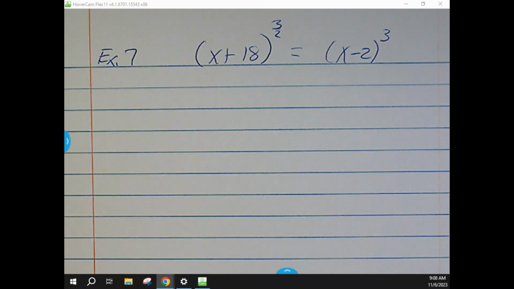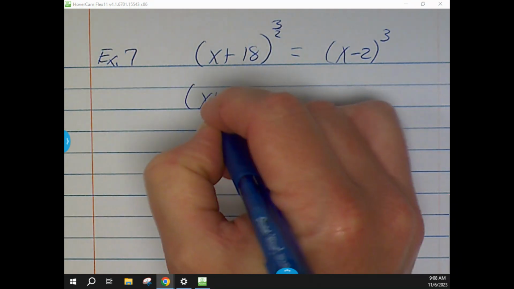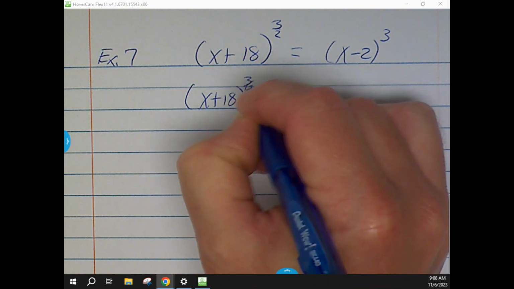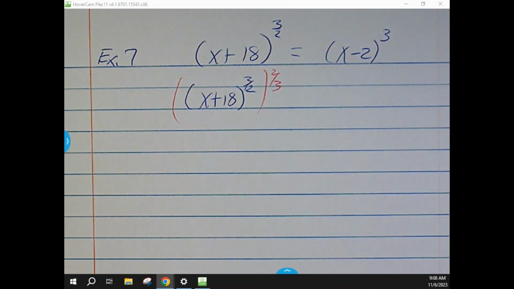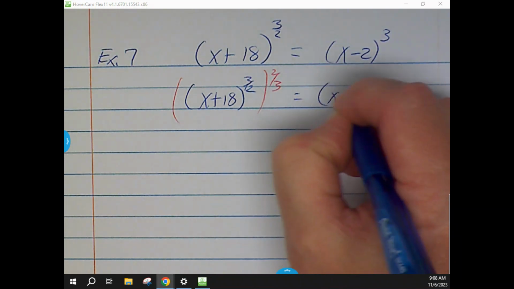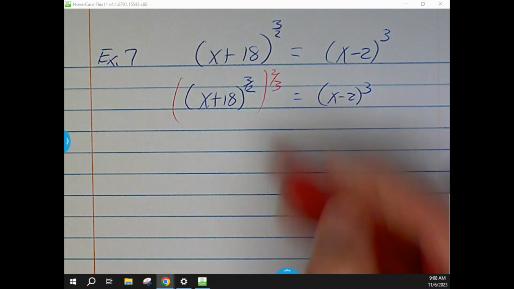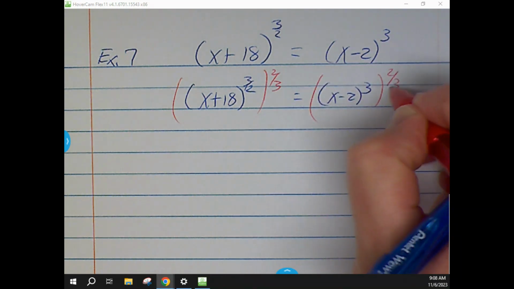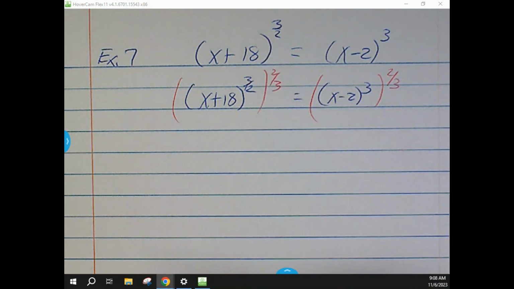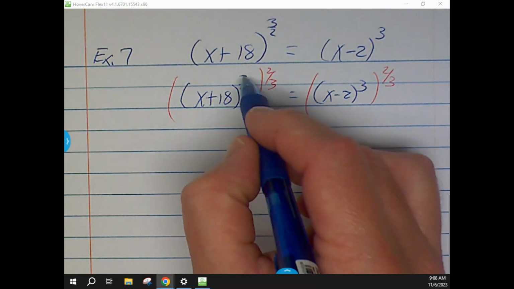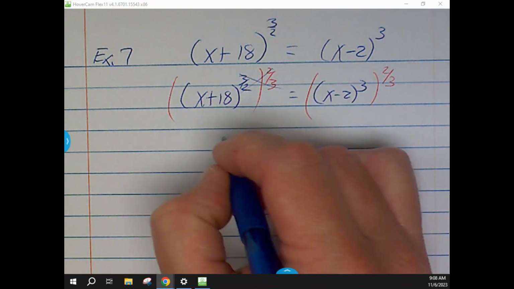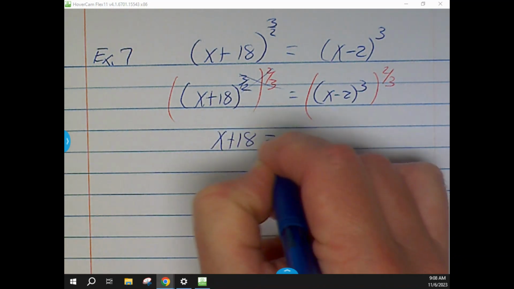So let's do this first. Let's get rid of the most complicated part first, which would be your fractional part. So let's take the x plus 18 to the 3 over 2 power, and let's raise this to the 2 over 3. A lot of times these fractions look kind of scary, so let's get rid of the scary part first. The 3 over 2 and 2 over 3 cancel, which gets us down to x plus 18 on the left side.